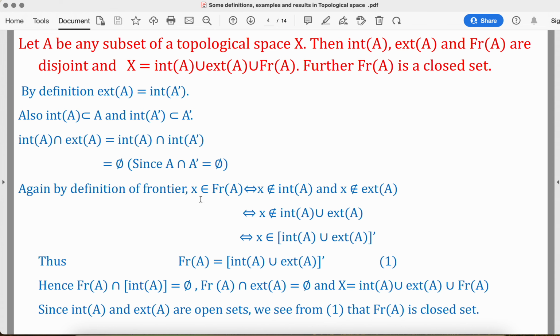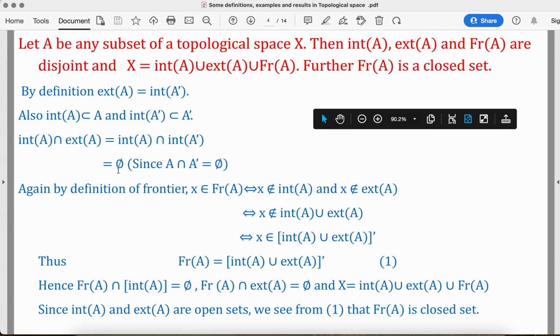So if x belongs to the frontier of A, then x belongs to the complement of the interior of A union exterior of A. And if x belongs to the complement of the interior of A union exterior of A, then x belongs to the frontier of A. It means the frontier of A is equal to the complement of the interior of A union exterior of A. But interior of A intersection exterior of A is an empty set.